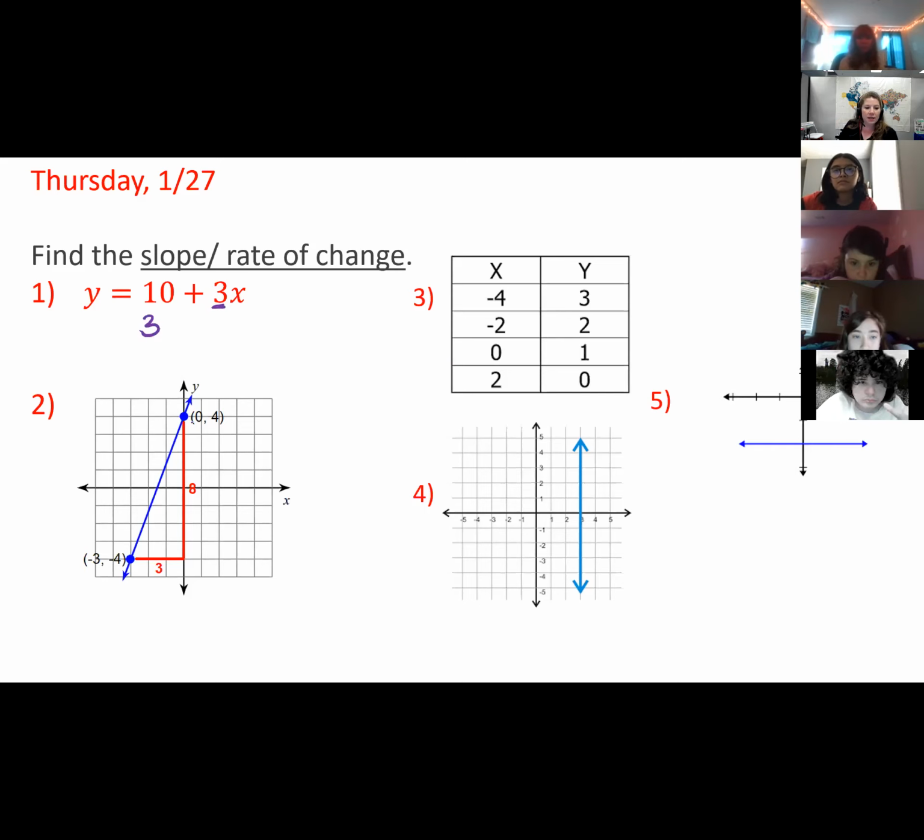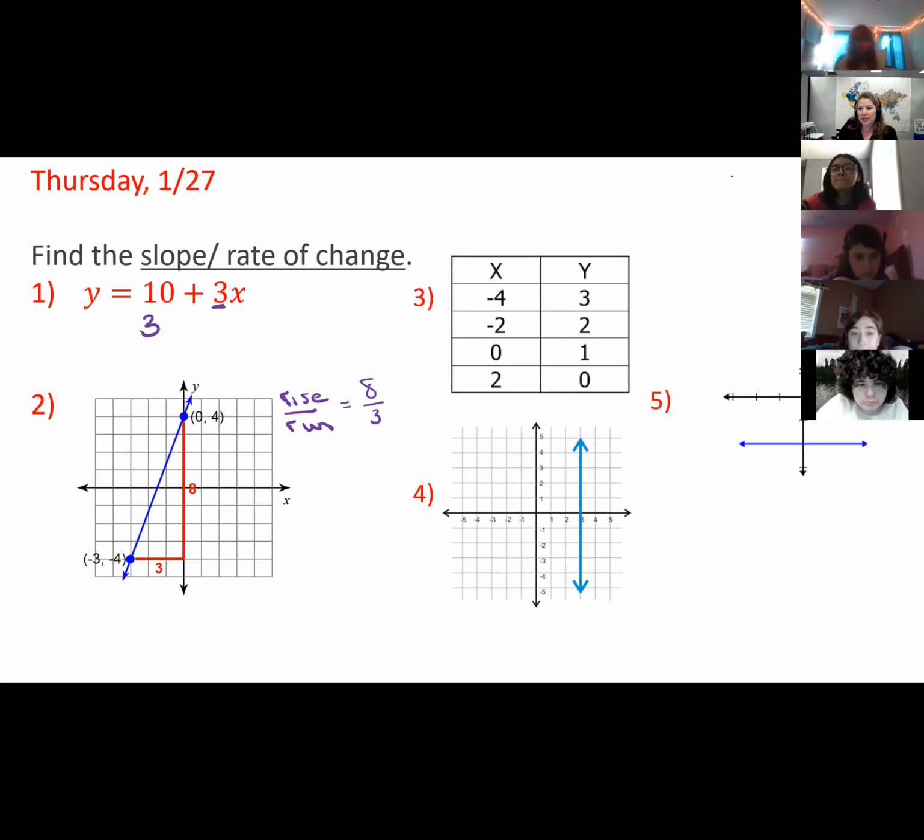Okay. All right, number 2, remember we have to do rise over run. How tall the triangle is goes over the width. So how tall it is, 8. What's the run? 3. And that's the answer. Because this line is going up and to the right, it's positive 8/3. If it were going down and to the right, it would be a negative slope, right?